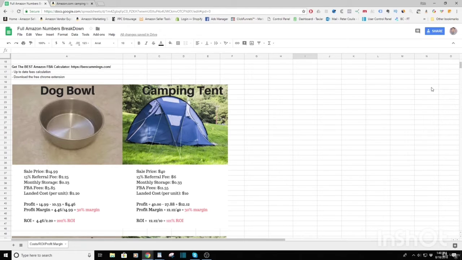And the landed cost per unit is $10 all in for this big camping tent. So what's our profit? $40 sale price minus the total expenses above, which is $27.88. We're making $12.12 profit per unit. What's our profit margin on that? Well, $12.12 divided by 40, which is our sale price, right, is a 30% margin.